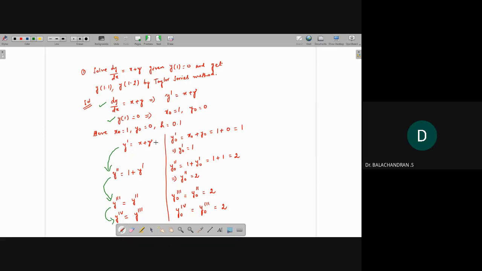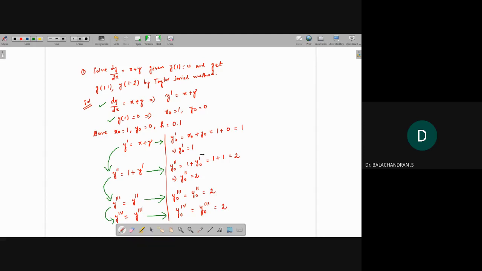Correspondingly, you need to find y naught dash. y naught dash is equal to x naught plus y naught. x naught is 1, y naught is 0, so y naught dash is equal to 1. Similarly, for y double dash equal to 1 plus y dash, you need to find y naught double dash, which is 1 plus y naught dash, so 1 plus 1 is 2. So y naught double dash is 2. Similarly, y naught triple dash is equal to y naught double dash, which is 2 from the previous value. So y naught fourth derivative equals y naught third derivative, that is 2.